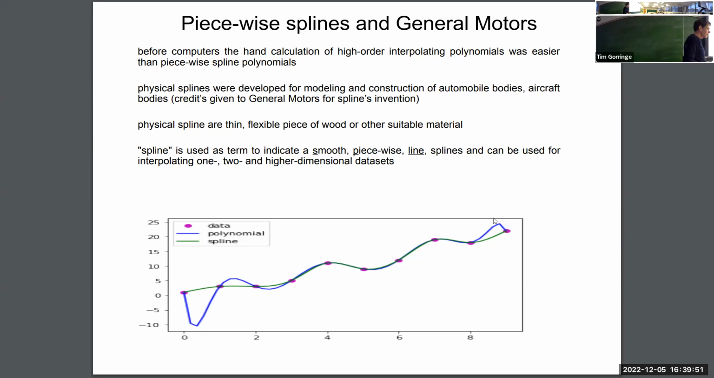And I believe the S in spline is for a smooth function. The P in spline is for piecewise, a collection of many cubics or many quadratics. And then SP line is the spline.